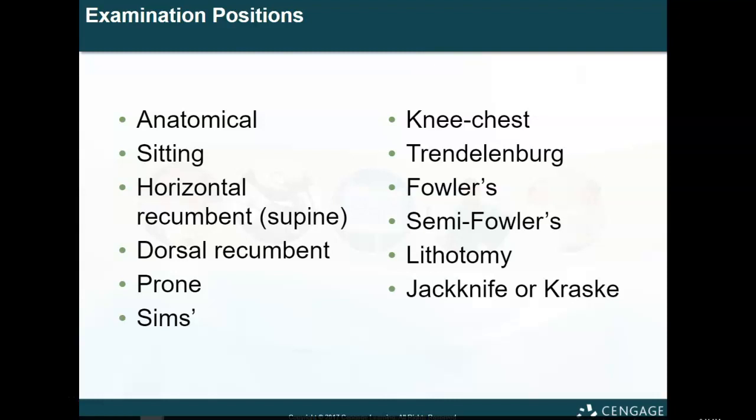So if you're in the 90-degree angle Fowler's position, it's for patients that have respiratory or cardiovascular problems. And then if you're in the semi-Fowlers, same thing. If the patient's resting against the back of the table and it's lowered, it's known as the 45-degree angle. But they're used for the same thing.